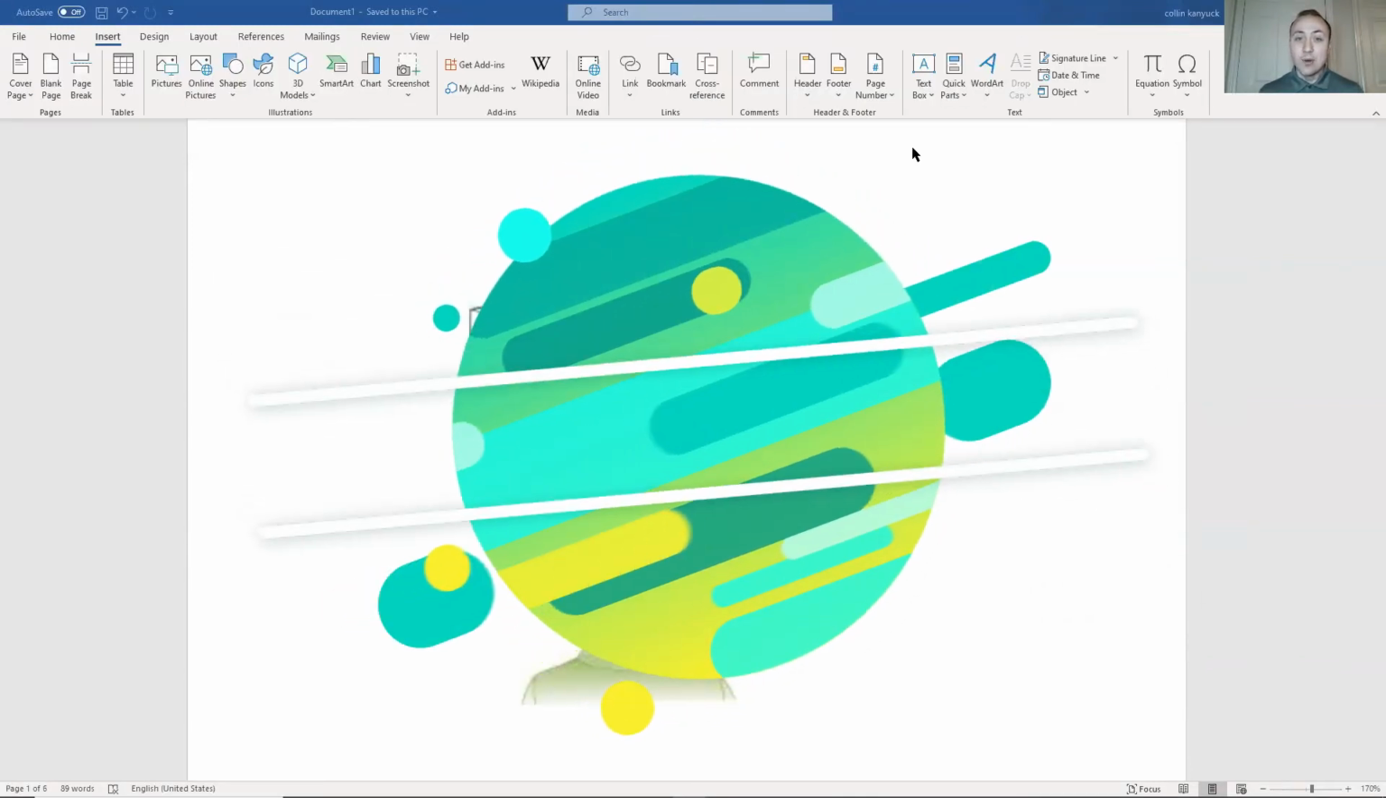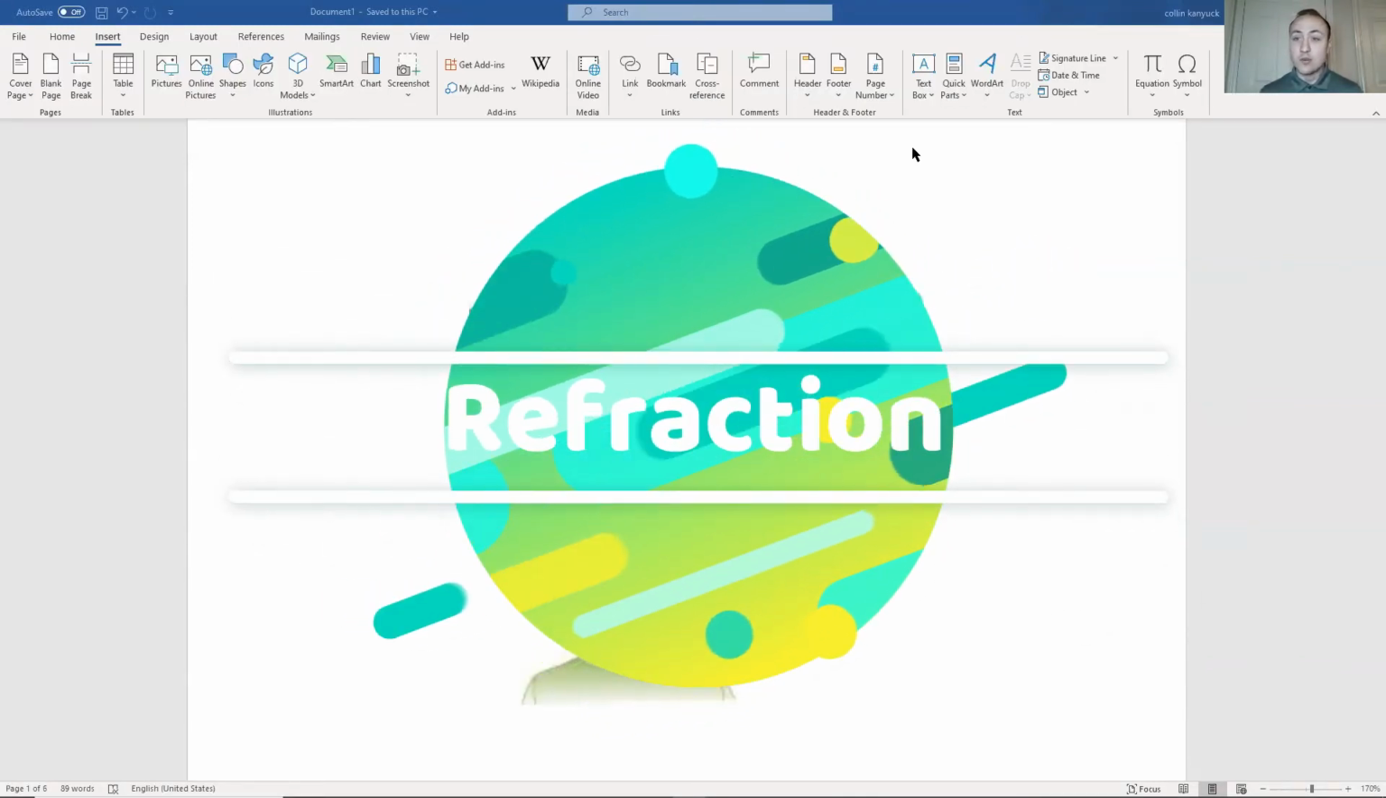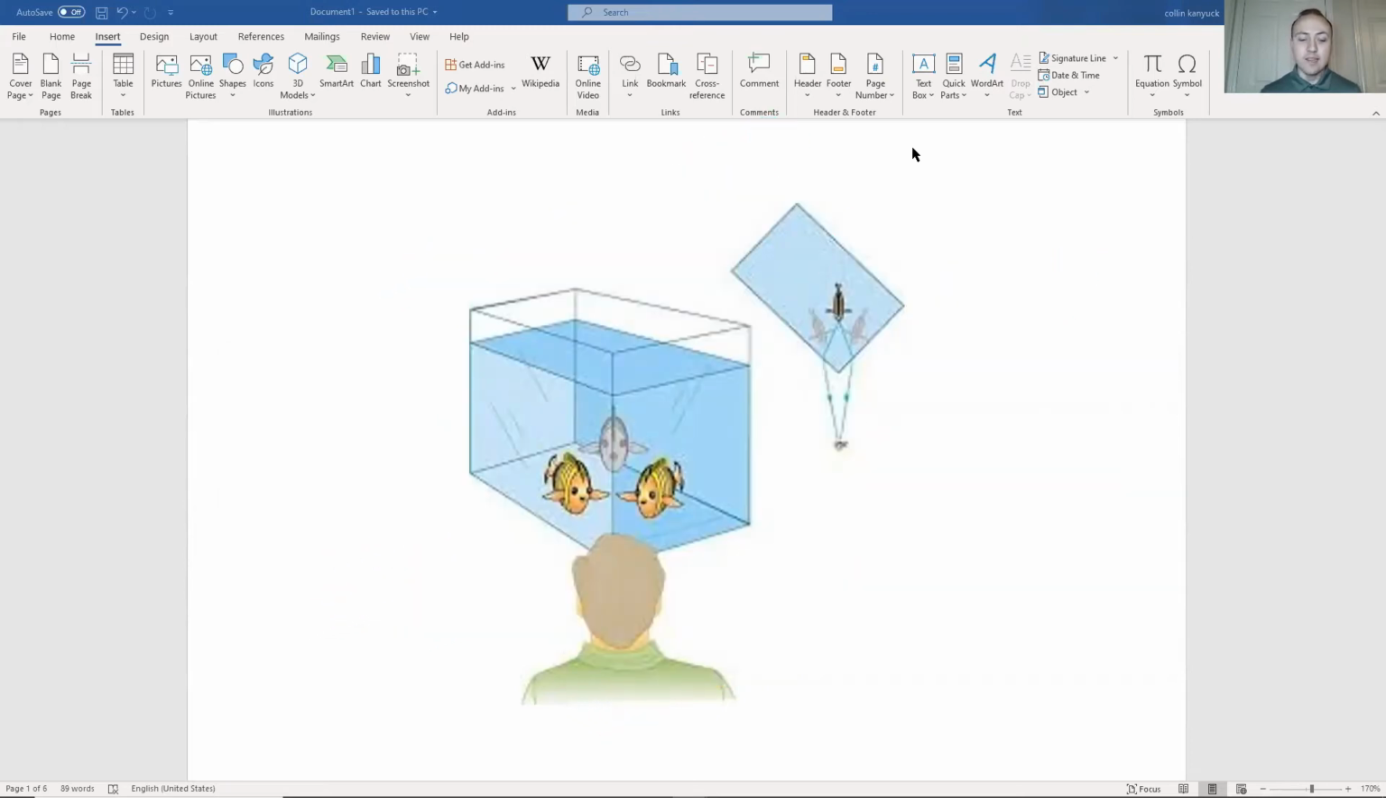All right, now we're going to discuss refraction. It was really important that we first had that base understanding of reflection, because some of those same concepts that we just discussed are now going to transfer over to refraction. So the first thing that we should understand is, what is refraction?